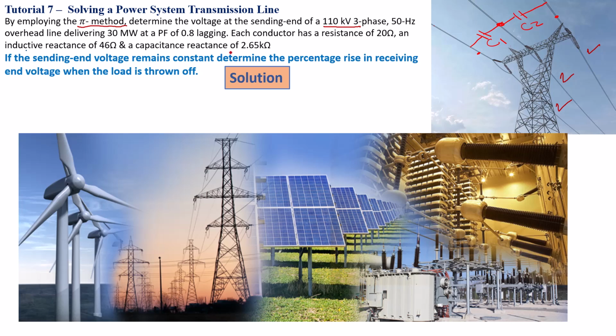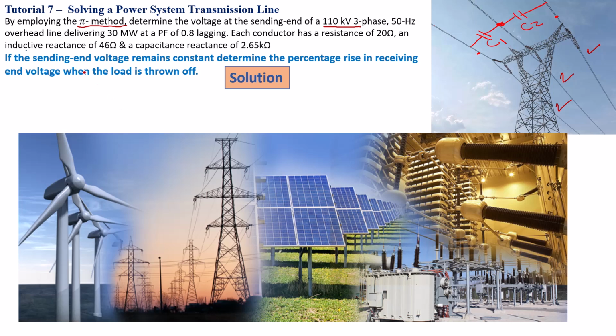And there is a capacitive reactance of 2.65 kilo ohm. Now, this is to model the pi method. As you've seen, I've represented capacitors here. These capacitors actually occur across the entire transmission line, right? Now, in a pi method, you simplify it, you represent it by just two capacitors at two ends of the circuit, okay?